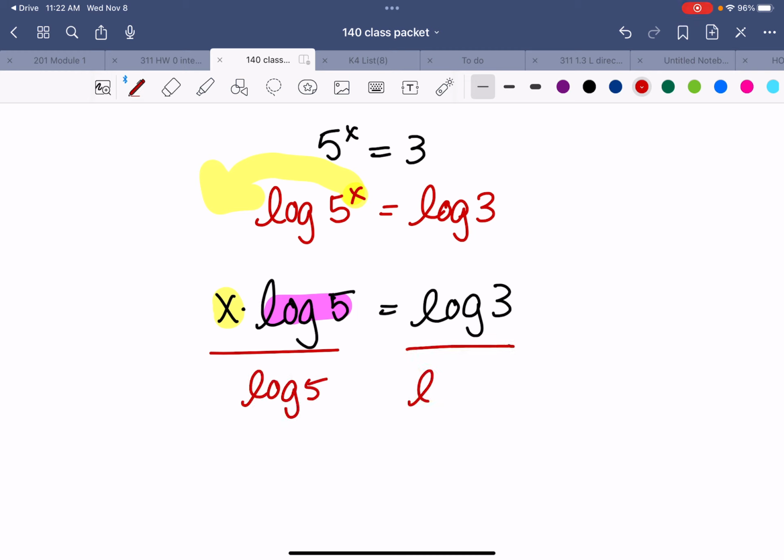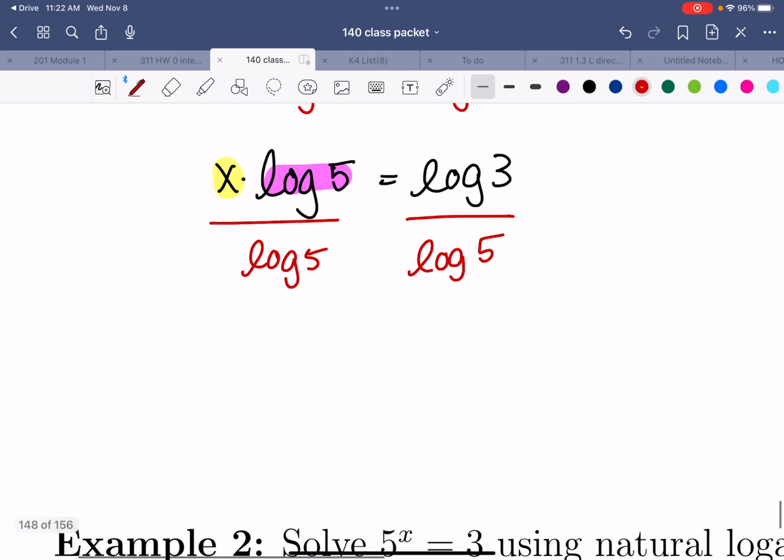Now, log of 5 looks a little scary and different, but it's really just a number. If I put that into my calculator, it's going to give me a decimal value. So I can treat that as if it were a 7 or a 17 or a 12. So that leaves me with x equals the log of 3 divided by the log of 5. And I can go ahead and put that into my calculator.